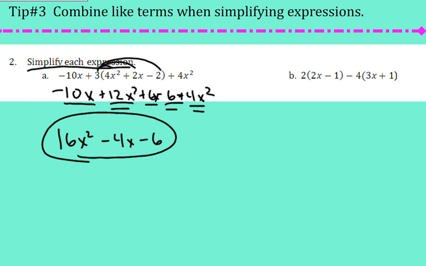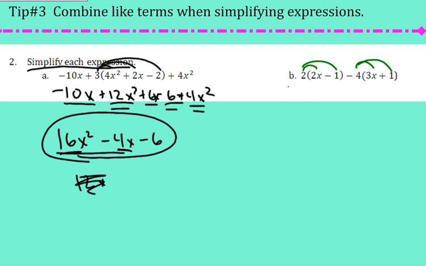I can't put this together. You know, you can't put these two things together and try telling me it's 12x. It doesn't work. Those are two different things. Those are two different animals. You cannot put them together. Likewise over here.